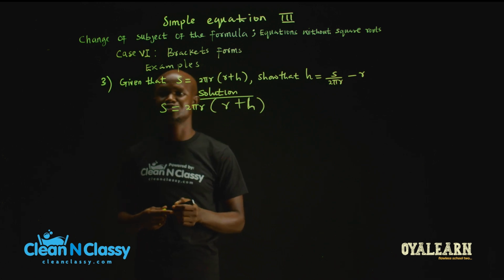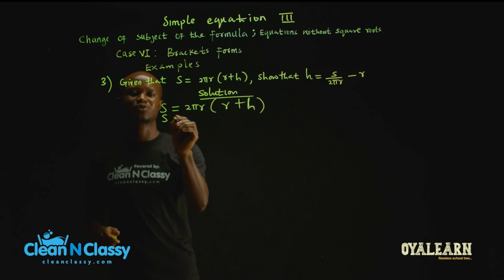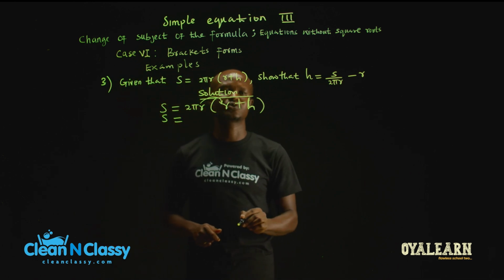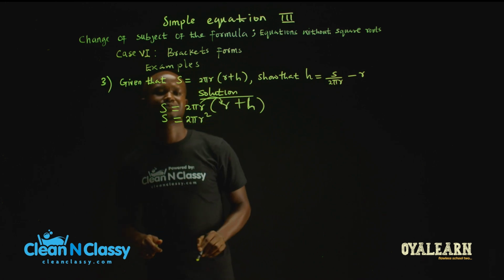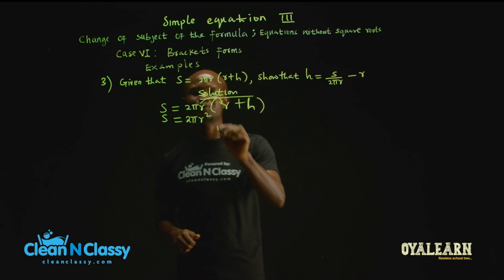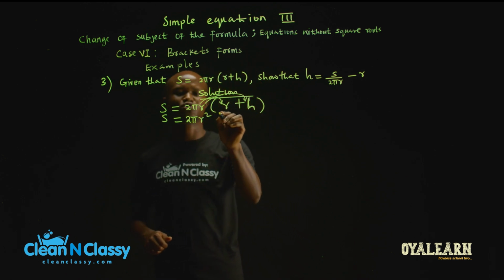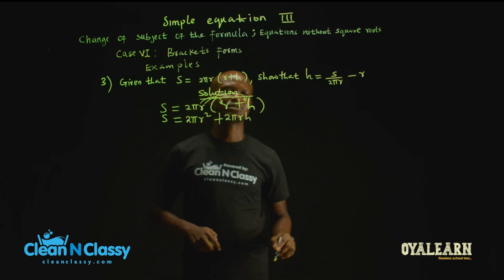We have S equals 2 pi r into bracket r plus h. The first thing for us to do here is to expand the bracket. S equals what? 2 pi r times r. What will you have? 2 pi r squared. Now 2 pi r multiplying h also. What are we going to have? We have 2 pi r h.